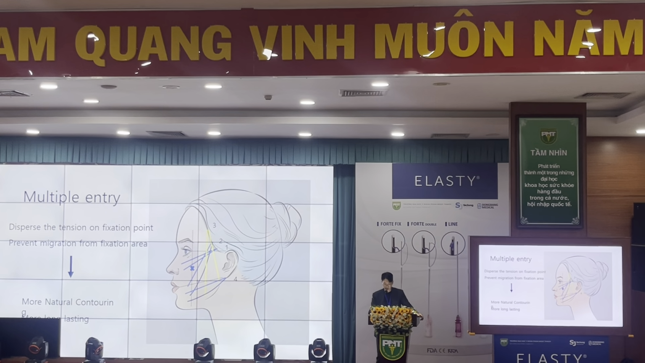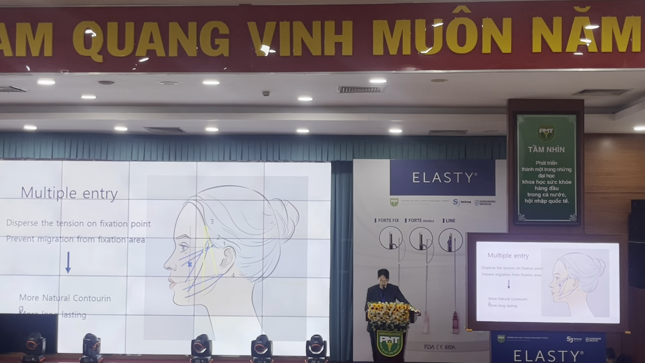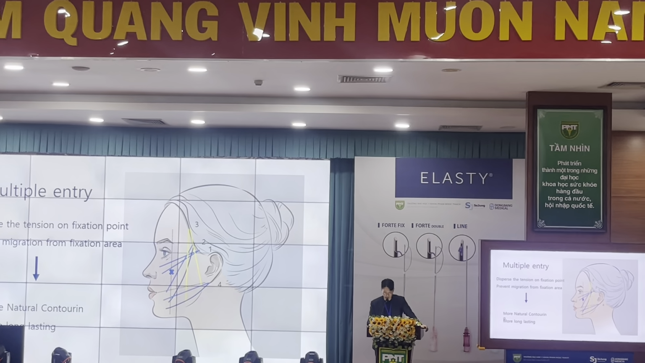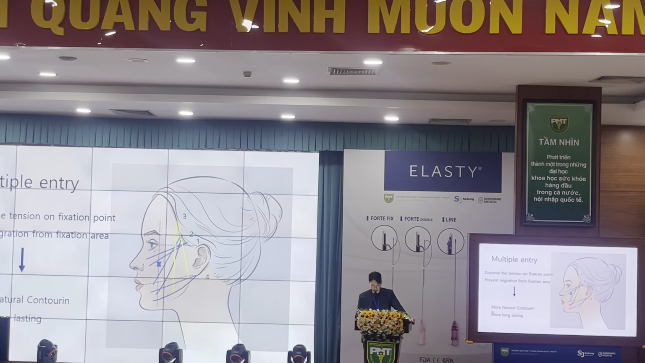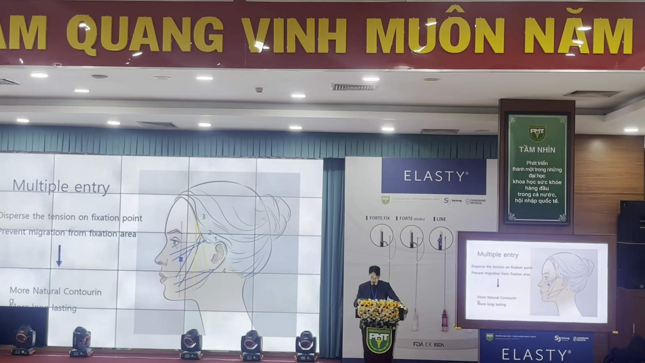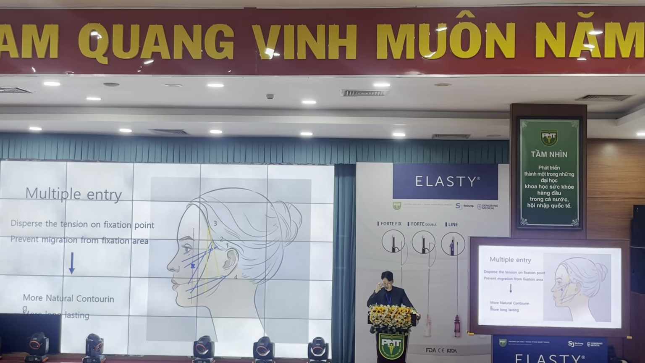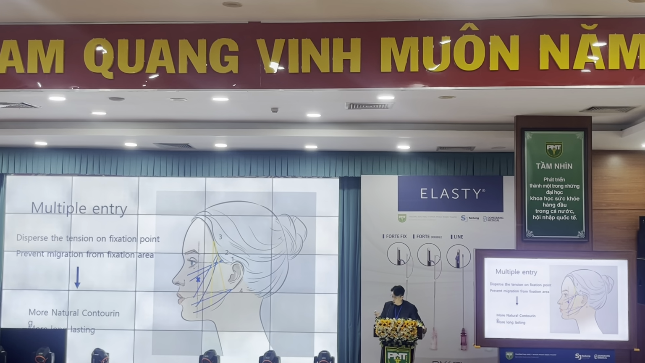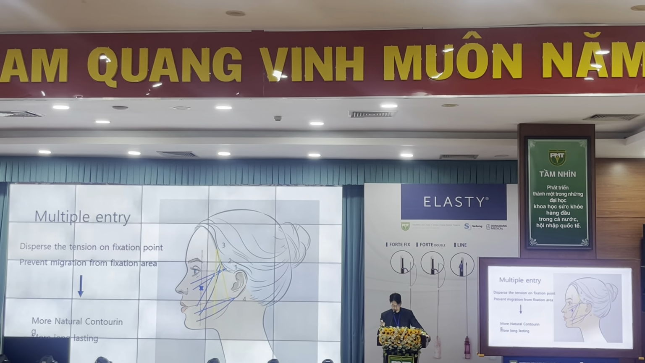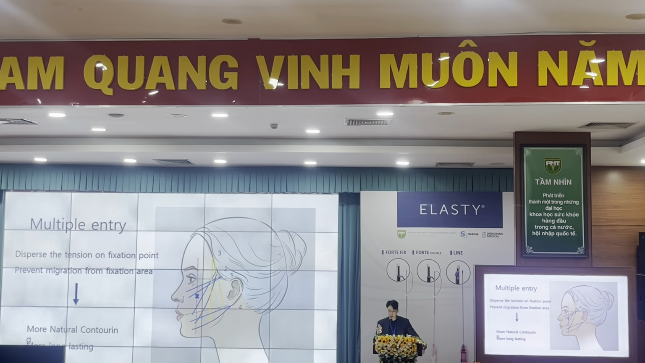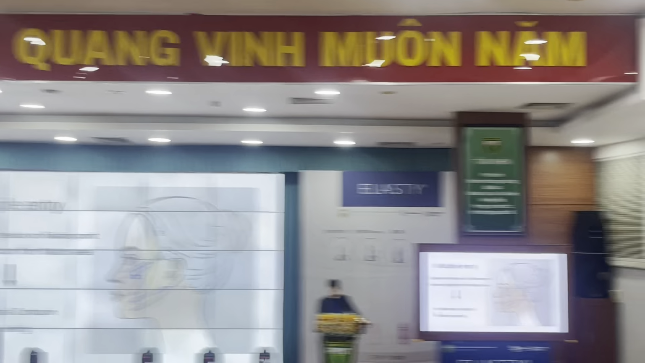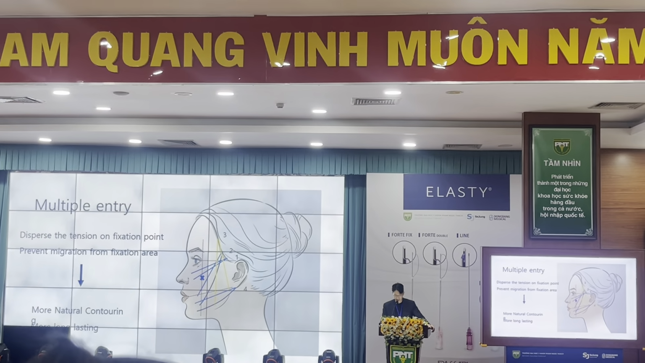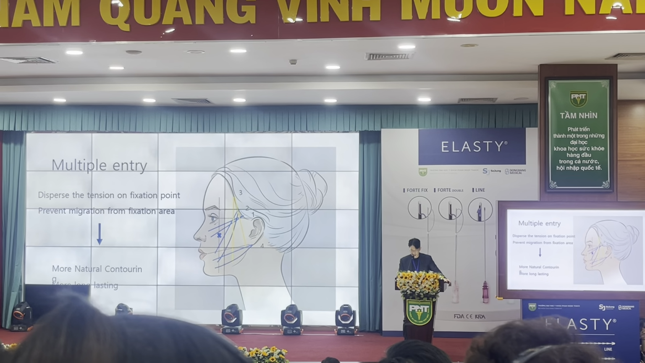If we put it all together, you can see multiple threads overlap each other. I think they disperse the tension on the fixation point, and it prevents migration from the fixation area. In addition, the most overlapped area is around the zygomatic arch. I think this crisscross technique can make new hard retaining ligaments on the zygomatic arch to replace loosened ligaments. It leads to a long-lasting effect, I think.